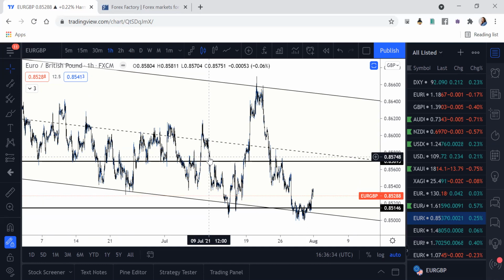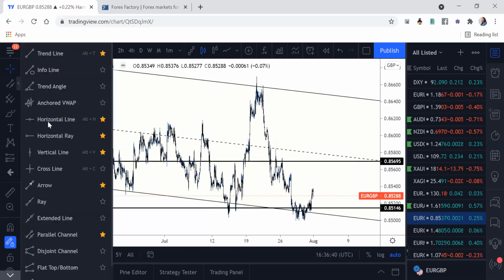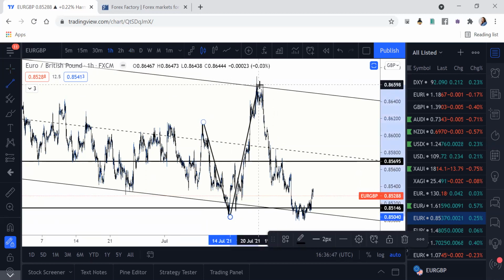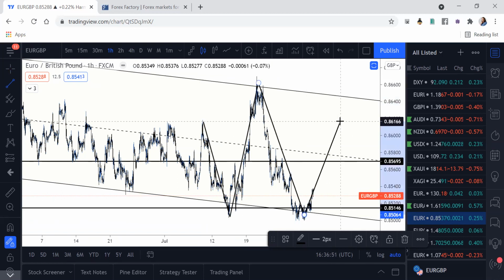All right, and what I could see is a W forming. That is a pattern that I am identifying now on this 1-hour time frame. I can see a W forming. Okay, that's what I am seeing.